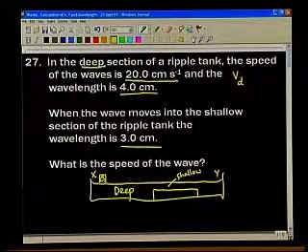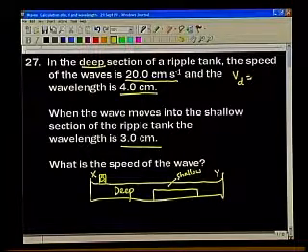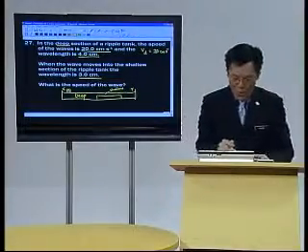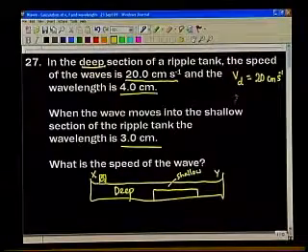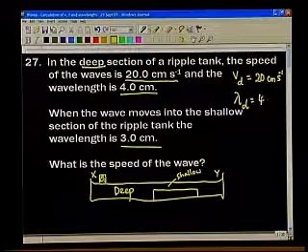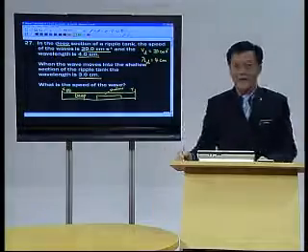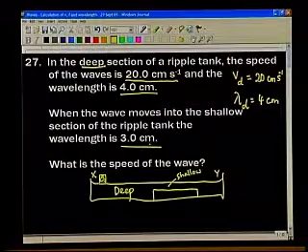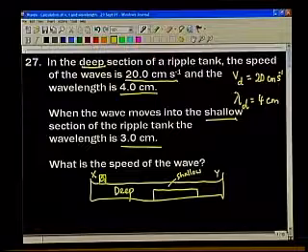The speed in the deep section. Alright, 20 centimeters per second. And what about the wavelength? Wavelength in the deep section, it is 4 centimeters. Get it? And what about the 3 centimeters? It is the wavelength in the shallow section.